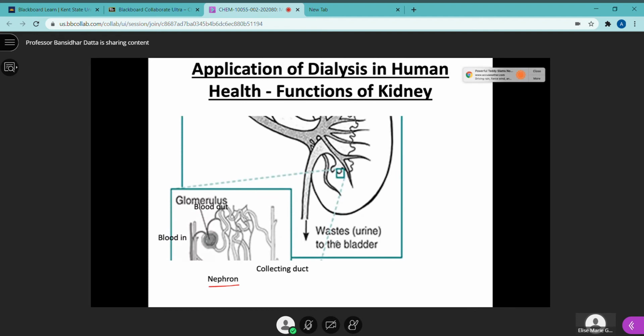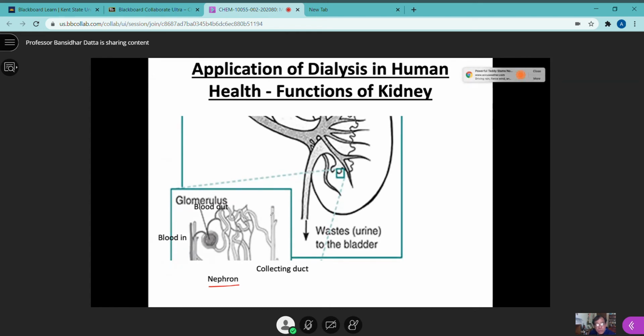Yes, I have a question. The blood goes into the nephron, and then when it goes out after it's been cleaned, does it go back into the body, while the toxins go through the collecting duct? Absolutely. You will see it within a minute. This is the enlarged version of the glomerulus nephron, and then it goes to the body. Yes, it goes in, comes out, and goes back to the lungs, heart, and all those things. Absolutely.